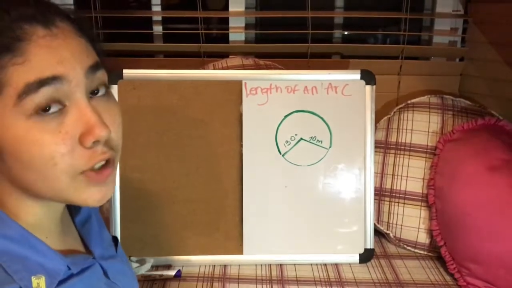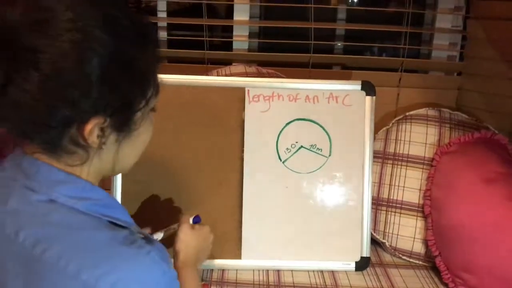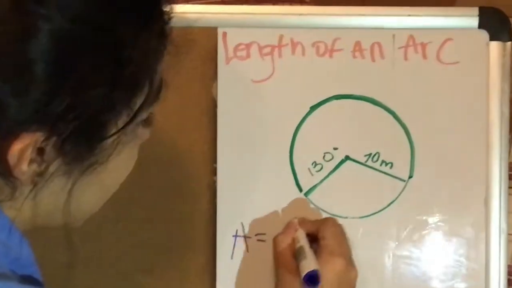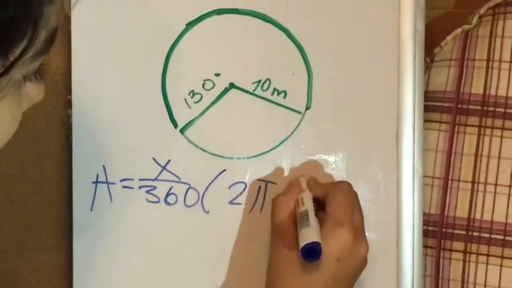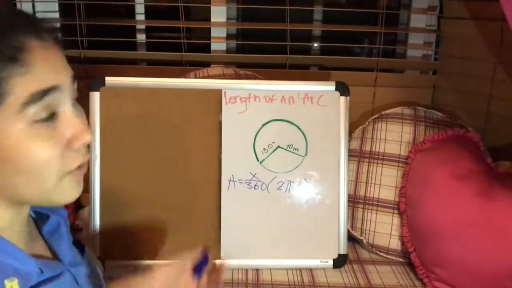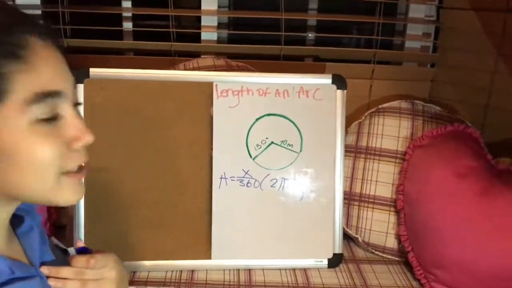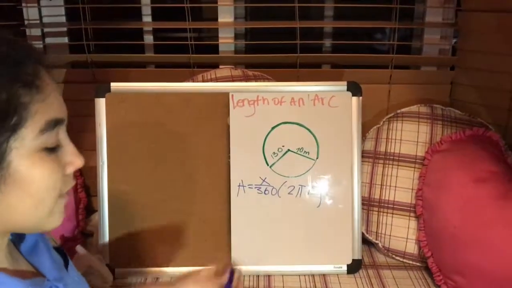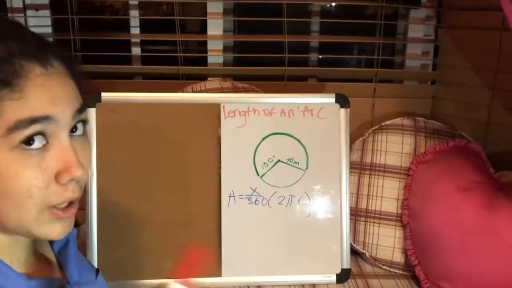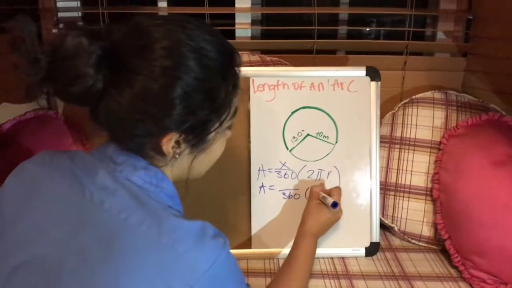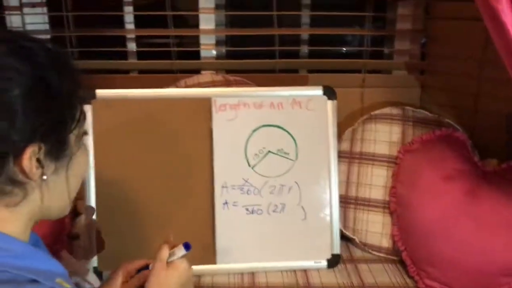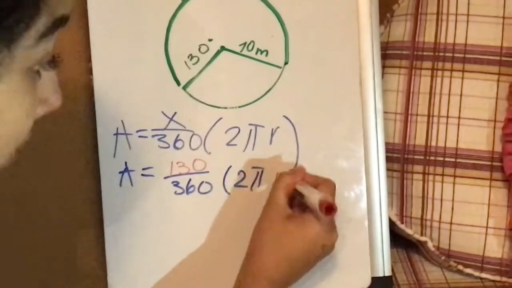Now, to find the length of the arc, we have to use the formula, which is A equals x over 360 times 2 pi r. This is the formula to find the length of an arc. Now we're going to substitute the numbers we have here for the variables. We're going to use the red color to identify these numbers. So it will be A equals x over 360 times 2 pi r. Now we're going to substitute the numbers with the color red. So it will be 130 to substitute x and 10 meters to substitute the radius. So we put it like this.